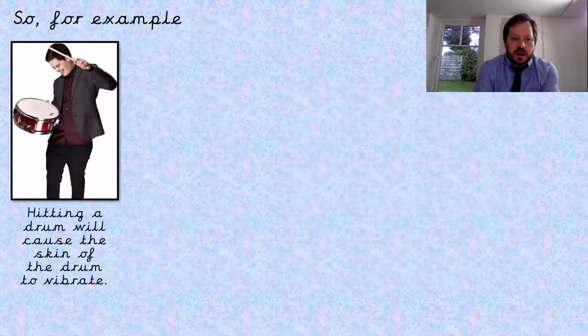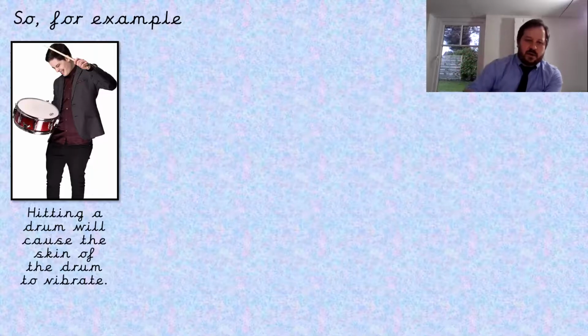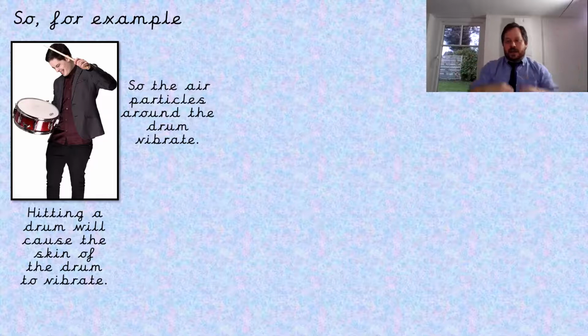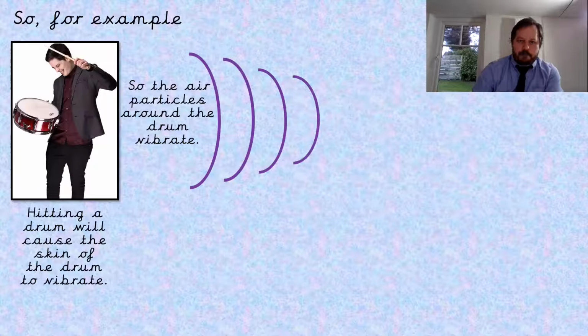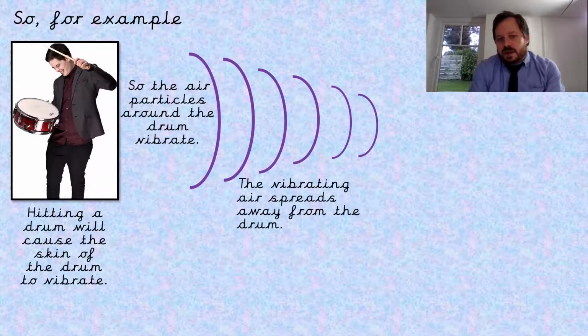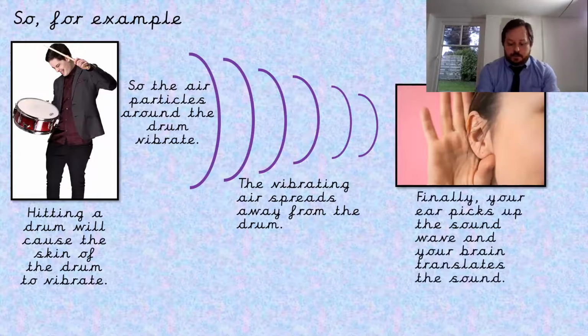So, for example, hitting the drum will cause the skin to vibrate. So the air particles around the drum vibrate. And as they vibrate out, they travel further and further away. And the vibrating air spreads away from the drum. The further away from the drum it reaches, the weaker the wave, just by essence of energy conservation. It needs to use some energy in order to vibrate. The rest of that energy is transferred onto the next one and the next one and the next one.